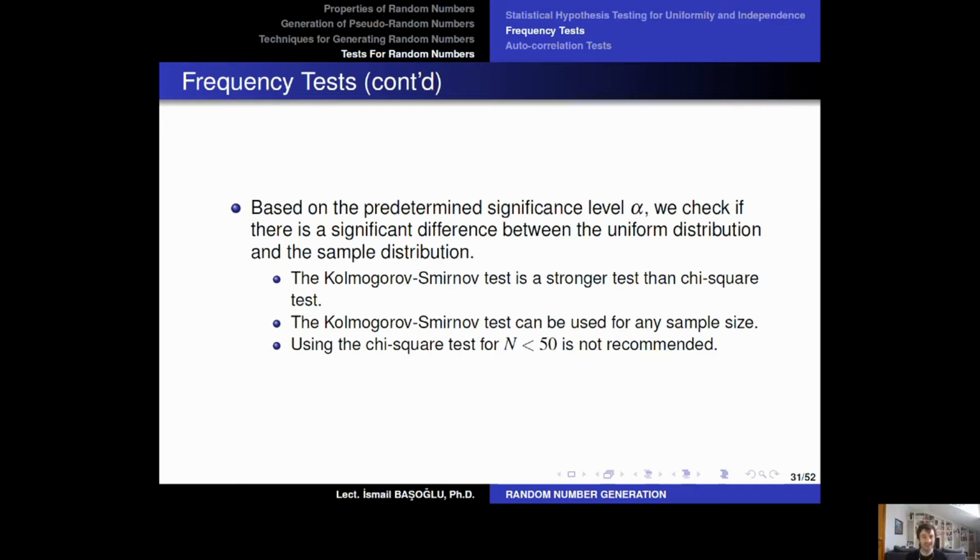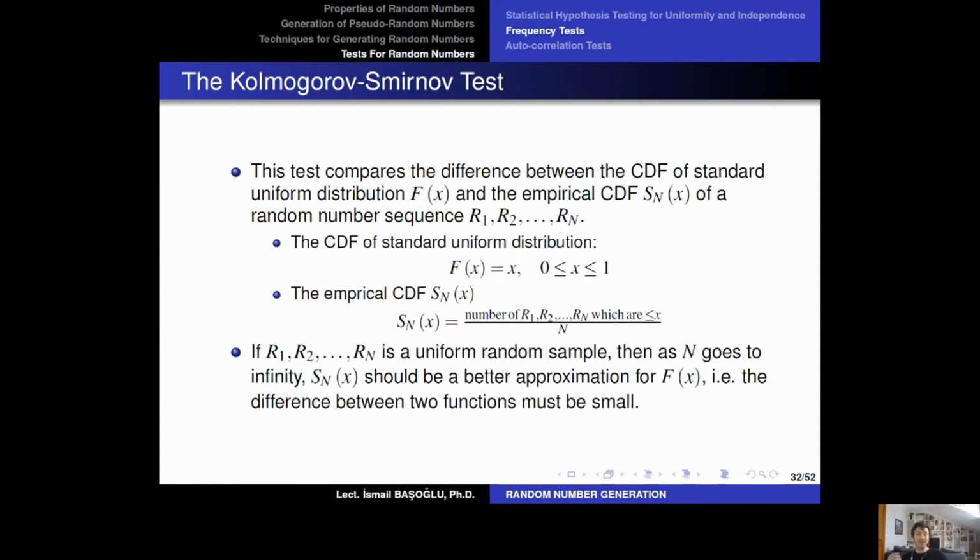And the chi-square test is not as strong as the Kolmogorov-Smirnov test because it gives away some information about the sample. However, it has less complexity than the Kolmogorov-Smirnov test. Therefore, it is going to be much faster to implement the chi-square test. So let's start with the Kolmogorov-Smirnov test.